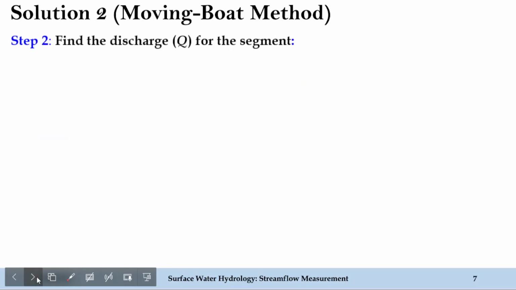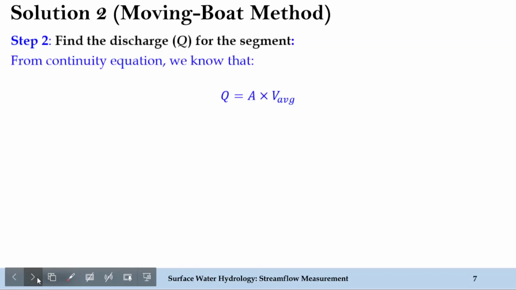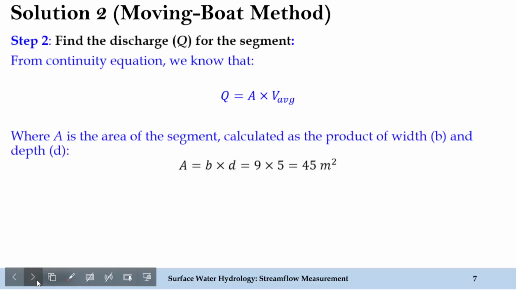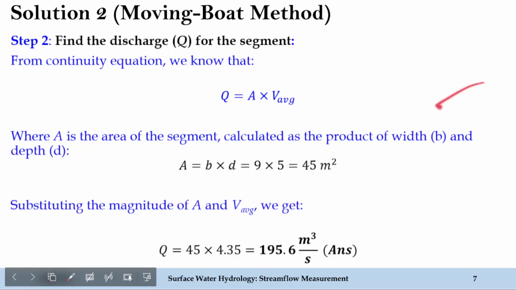In step 2, let's find out the discharge for the segment. First of all we need to utilize the continuity equation to find the discharge, that is Q equals A into V average. The mean velocity value we just obtained, and for the area, the segmental dimensions were provided, that is width and depth, which were 9 meter and 5 meter respectively. So the area came as 45 meter square. Substituting this value in the continuity equation, we get 45 into 4.35 as 195.6 meter cube per second. So this is the final response, that is the discharge value as 195.6 meter cube per second. I hope you were able to follow the moving board method.